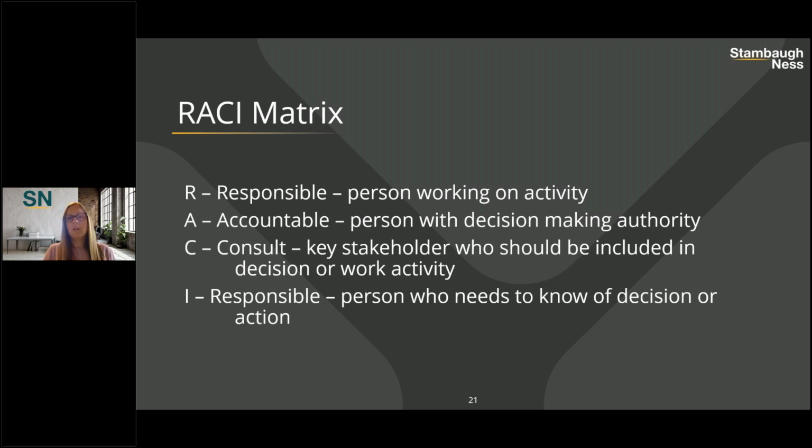Is it a team leader? Is it me as an individual contributor? Do I have some level of decision-making ability? Because I've got the policy, I've got the procedure, and there really is nothing that has to be elevated to the level of a supervisor or manager, etc. So then, is there a key stakeholder who has to be included in the decision or that work activity?